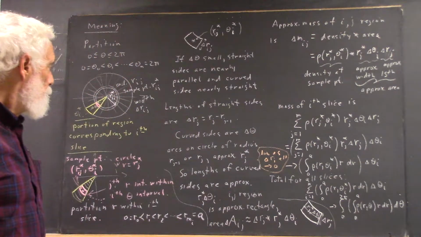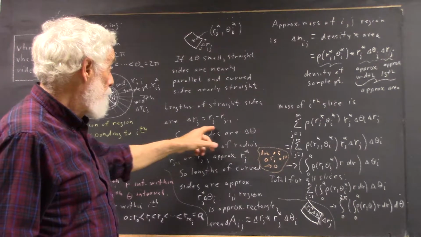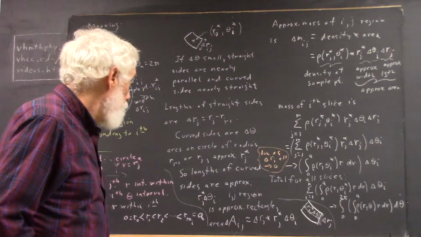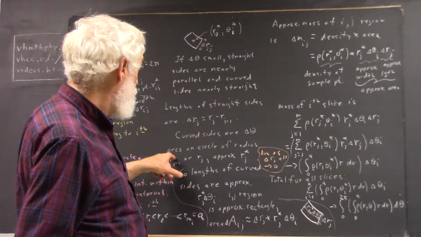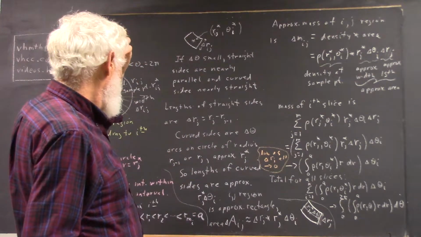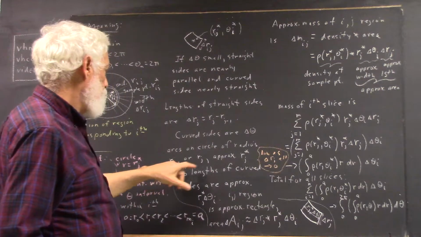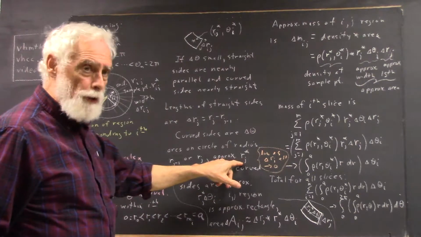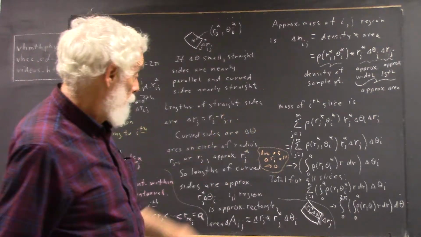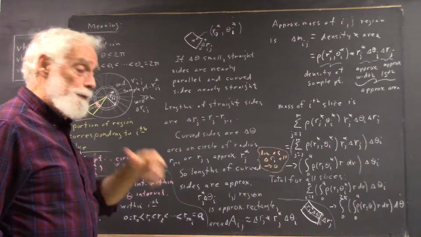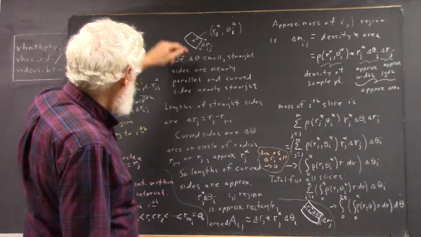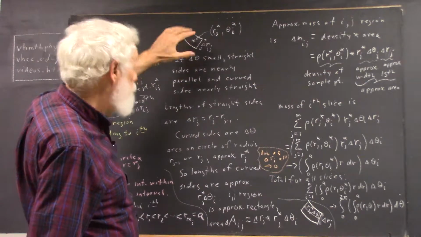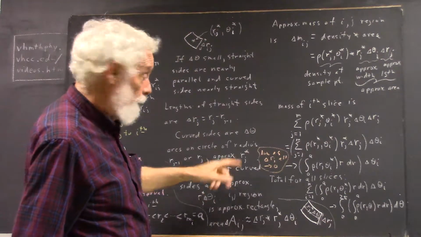Okay, so in any case, the lengths of the straight sides are these. The curved sides are what? Well, they're delta theta arcs on circles of radius r sub j minus 1 and r sub j. Both of these are very close to r sub ij star if you're letting your delta r's approach zero. So we can, without losing anything, say that both of these have length about the same as the length that you would have on a circle of radius r sub ij star.